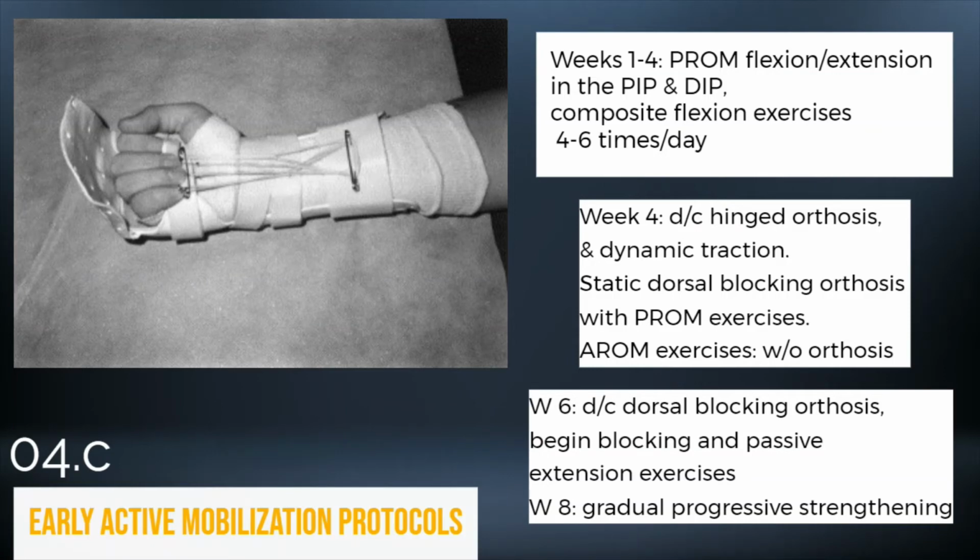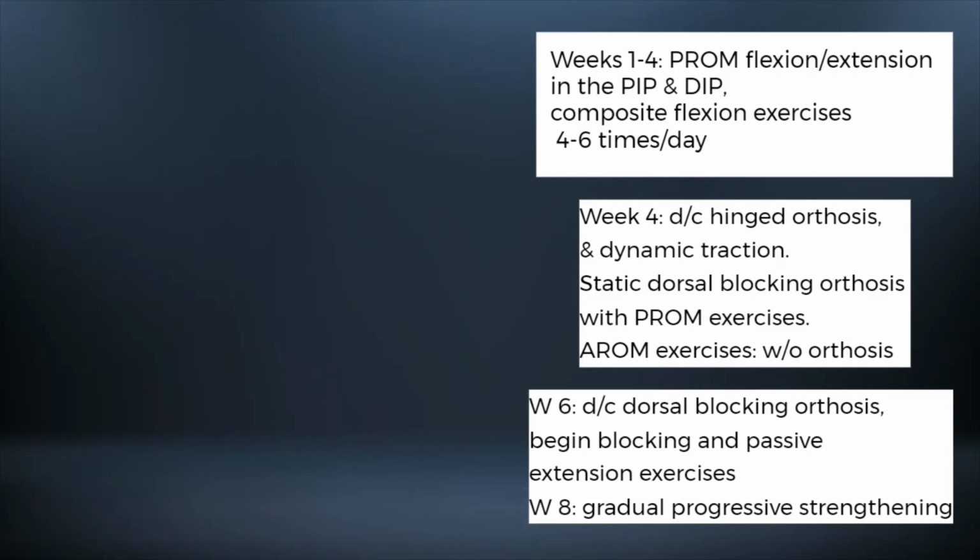Blocking and passive extension exercises should begin at this time. If composite extension is still lacking, night extension products and orthosis may need to be worn. Around week 8, gradual progressive strengthening should be done as needed to reach work and functional needs. Depending on patient progress, discharge can be completed at this time.